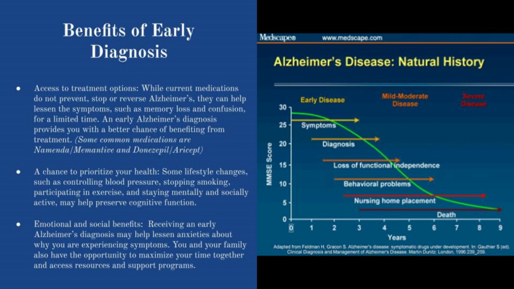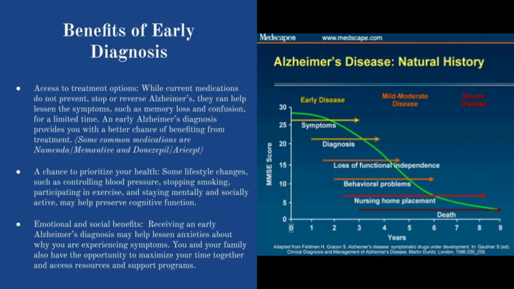So while the medications do not prevent, stop, or reverse Alzheimer's, they can help tremendously in the beginning stages especially. They help lessen symptoms such as memory loss and confusion. And it's to be understood that this is for a limited time. An early Alzheimer's diagnosis provides you with a better chance of benefiting from treatment.